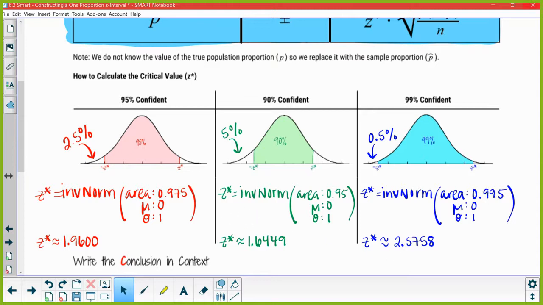And again, quick reminder, if I happen to be going too fast or I happen to be scrolling, I will always post my completed PDF at the end of the day. Z star for the last one is 2.5758. For 95%, it's 1.96, 90%, 1.6449, and for 99, 2.5758.